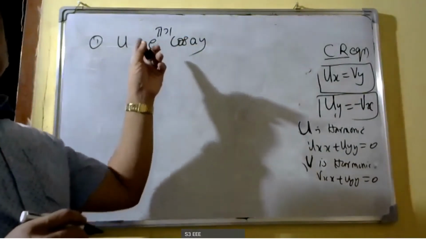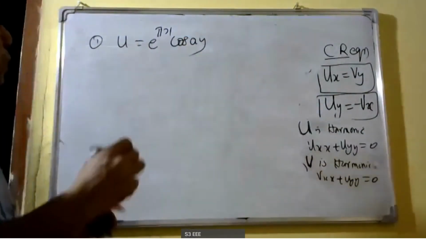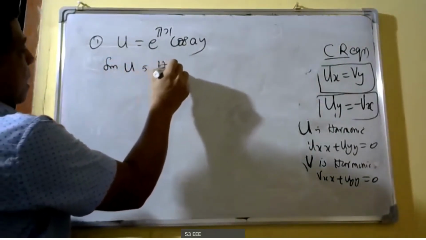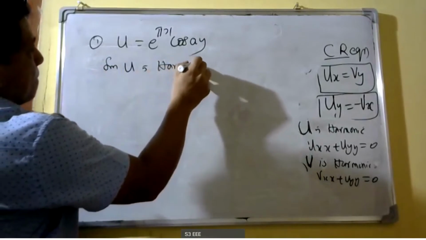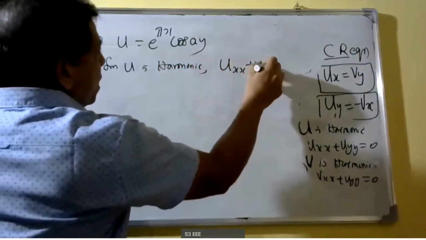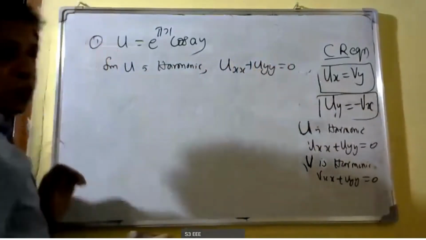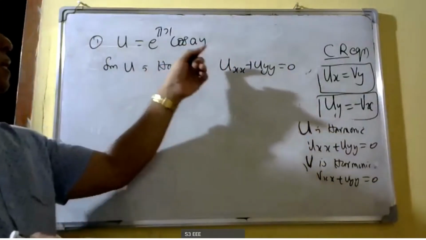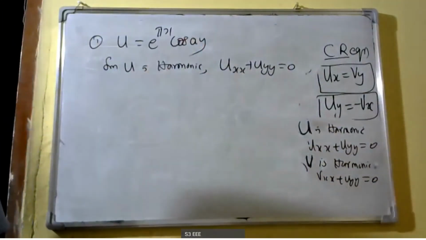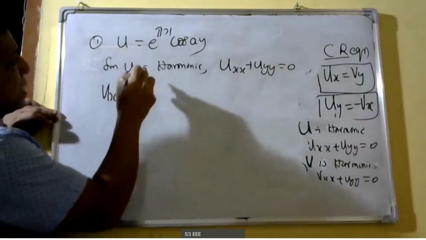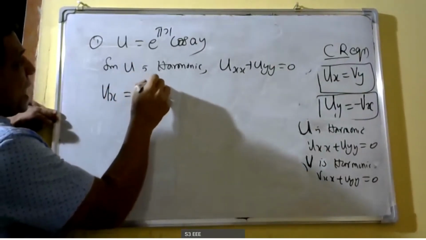The condition is given, u is harmonic. Since u is harmonic, uxx plus uyy is equal to 0. Based on this result, we can find the value of constant a. Therefore, find ux.